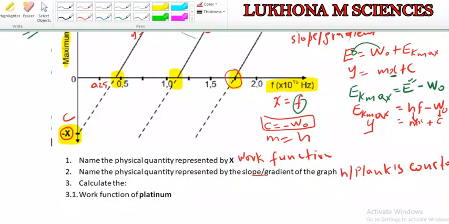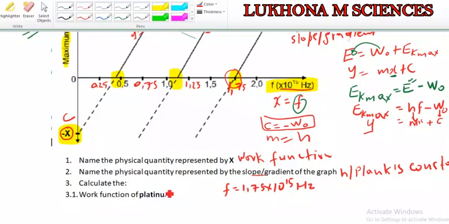So we have 0.5 plus 0.25, then we get 0.75. Then 1.0 plus 0.25 is 1.25. Then 1.5 plus 0.25 gives us 1.75. This is the frequency in times 10 to the power 15 hertz, which means we have a frequency equal to 1.75 times 10 to the power 15 hertz.